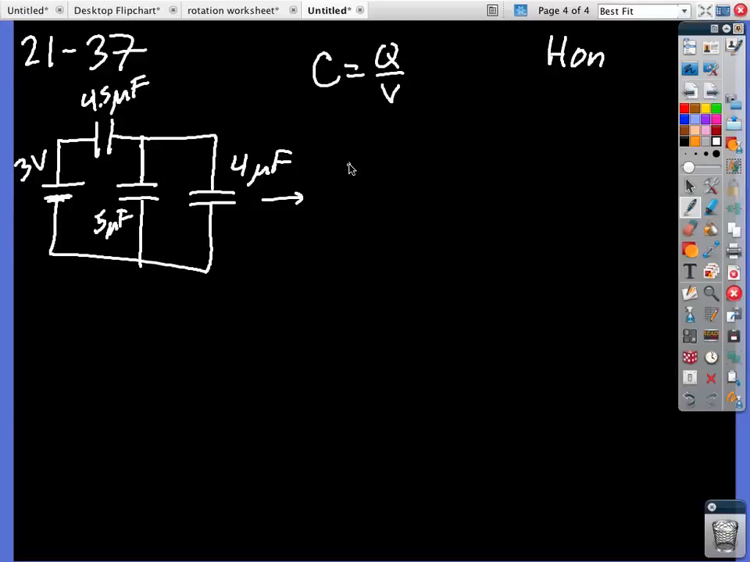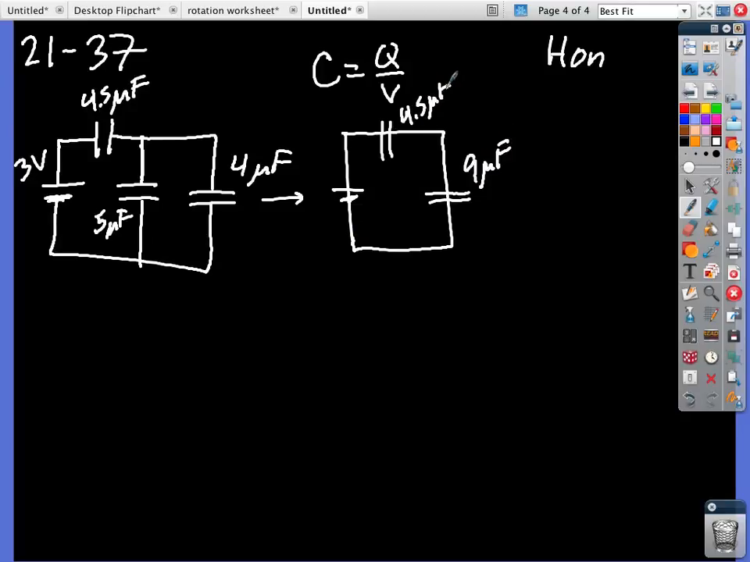The first thing to do is condense. So I draw this, and that. When I condense, I don't draw it as nicely because I just want to get it done. You know, it's a tool. So then this one becomes 9 microfarads. This becomes 4. Well, it doesn't become, it still is. And that's 3 volts. And then now I've got to do it again.